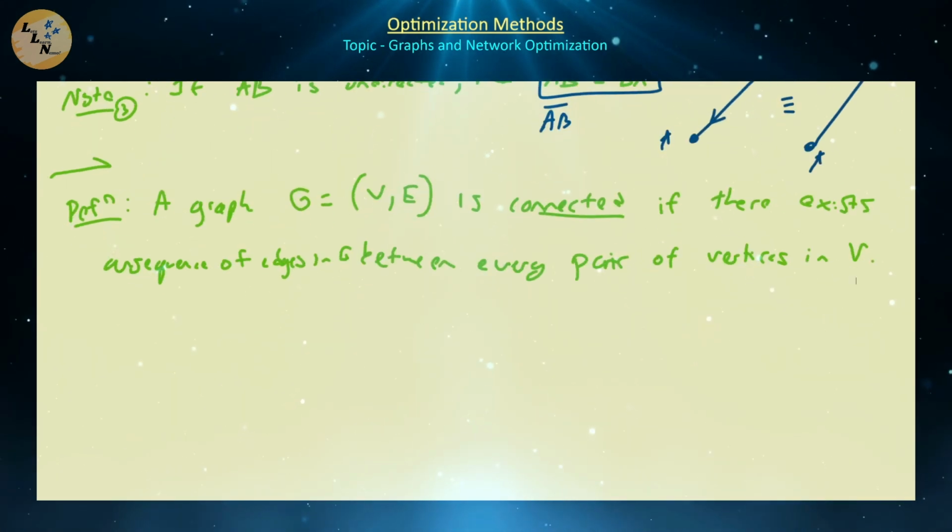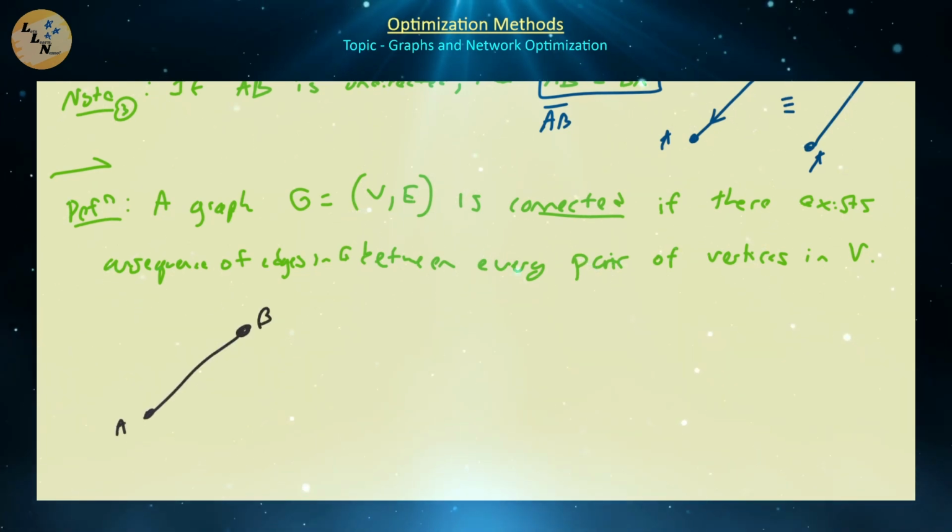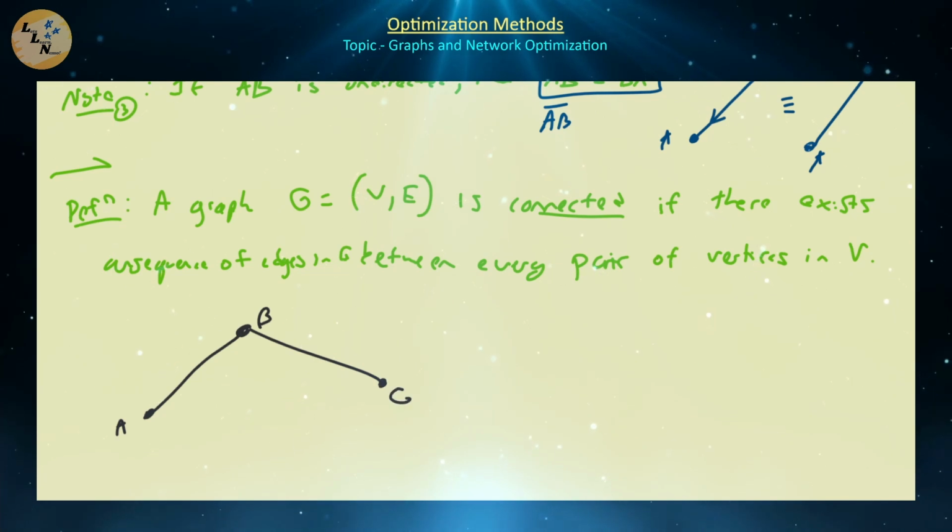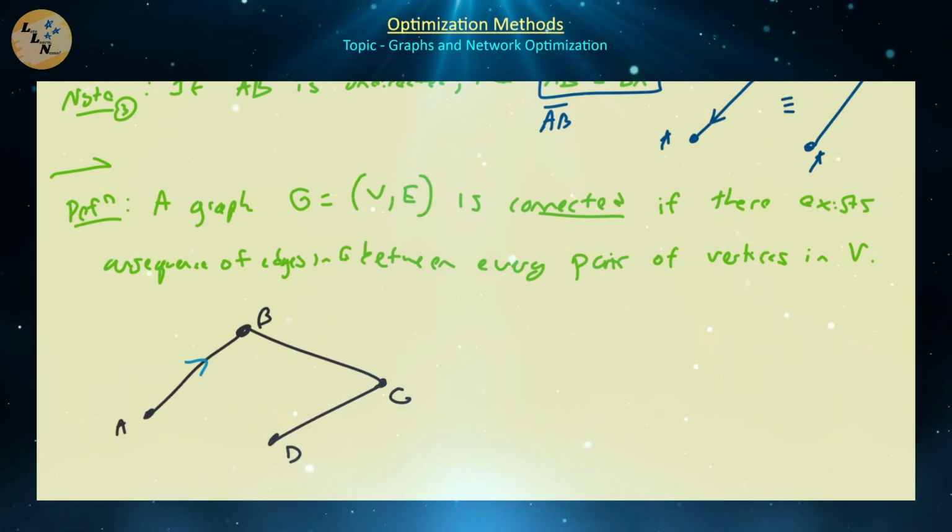So what exactly do I mean by that? Let's assume I have this particular graph, A, B, C, and then D. And let's assume that this is a directed graph, in particular that way. Is this graph a connected graph? A is connected to B, B is connected to C, and C is connected to D. But if I want to connect A and D, I cannot do so, right?